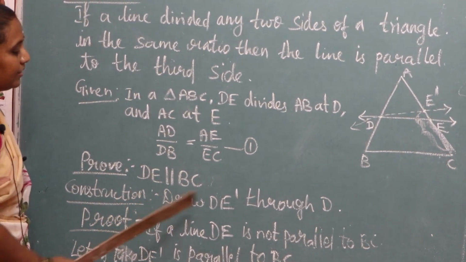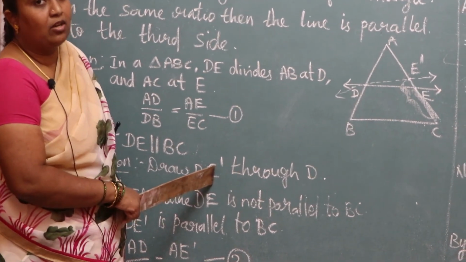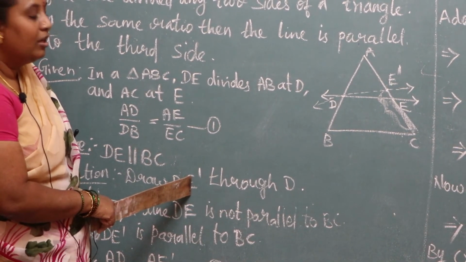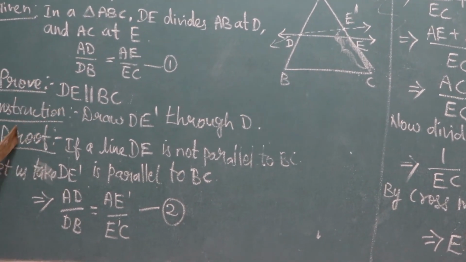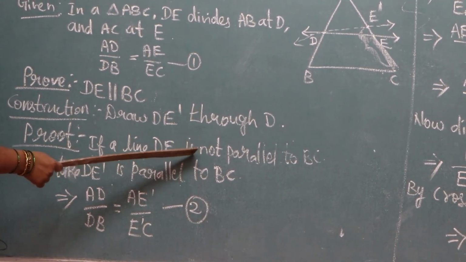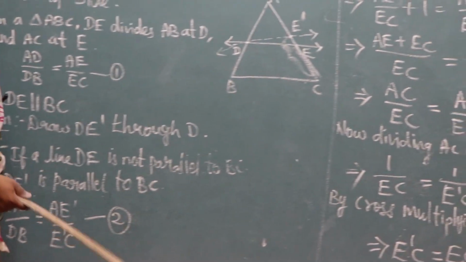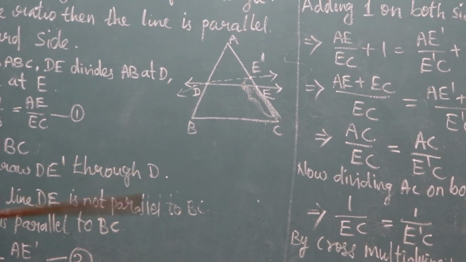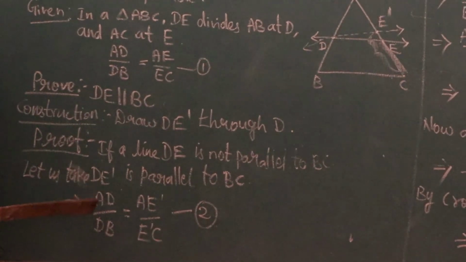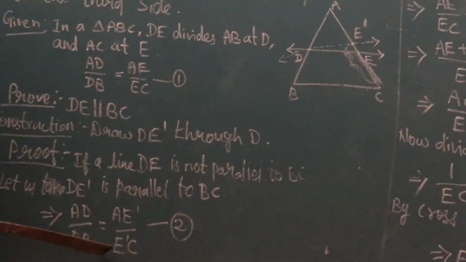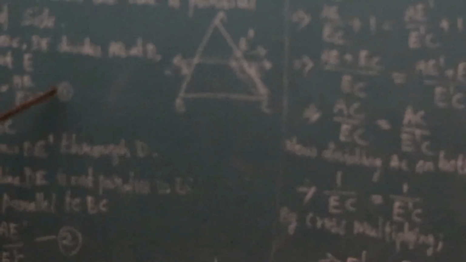So for that we are constructing by taking the contradiction concept, that is DE dash through D. We are constructing it, then we take as proof by contradiction that DE is not parallel to BC. We are taking that as a contradiction, and then we are proving line DE is parallel to the third side BC. So AD by DB equals AE dash by E dash C. This is equation number 2. From 1 and 2 we are comparing. The LHS of these two equations are equal, so we can equalize the RHS of the equations.